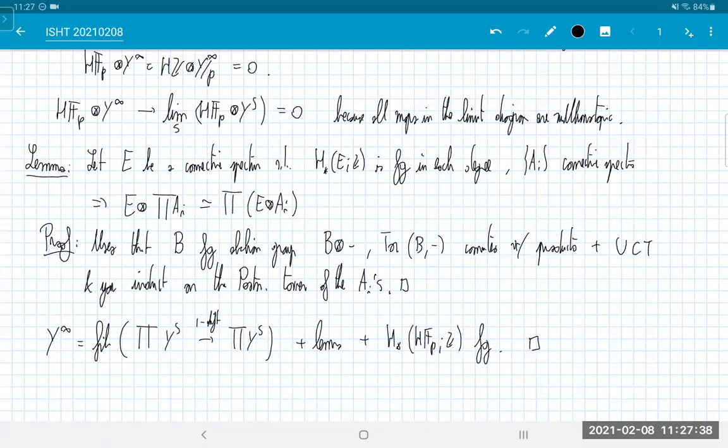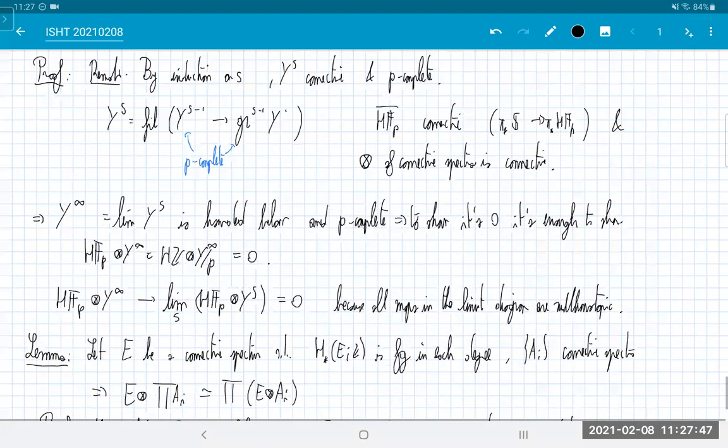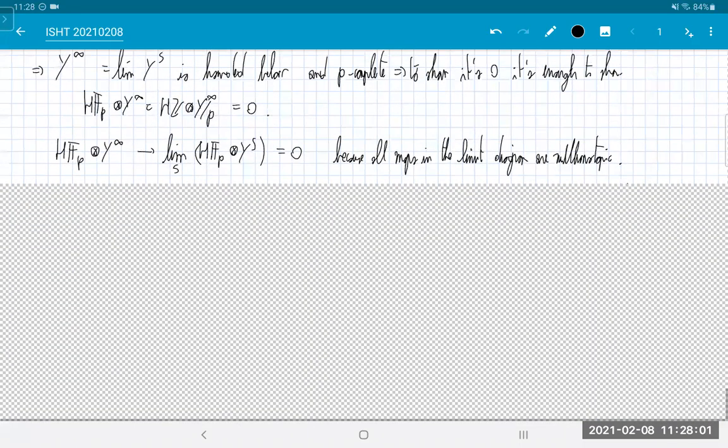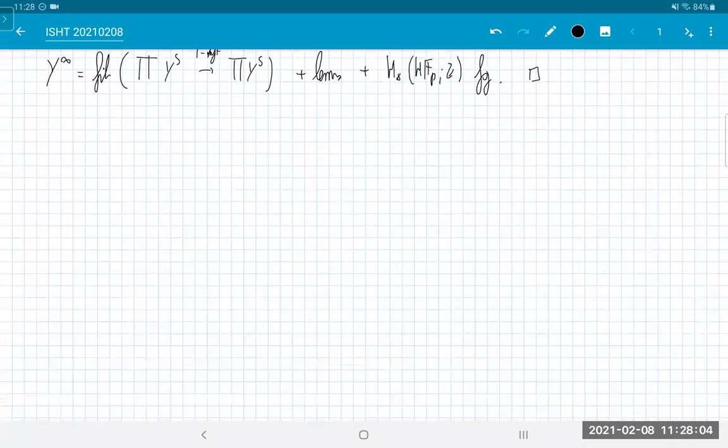Okay, so when Y is B complete and connective, in fact bounded below, but let's say connective for now, we have seen that Y infinity is zero. So this filtration is exhaustive. Or in spectral sequence terminology, this spectral sequence is conditionally convergent. And now the next thing I want to do, and I think it's going to be the last thing for today, is describing the associated graded.